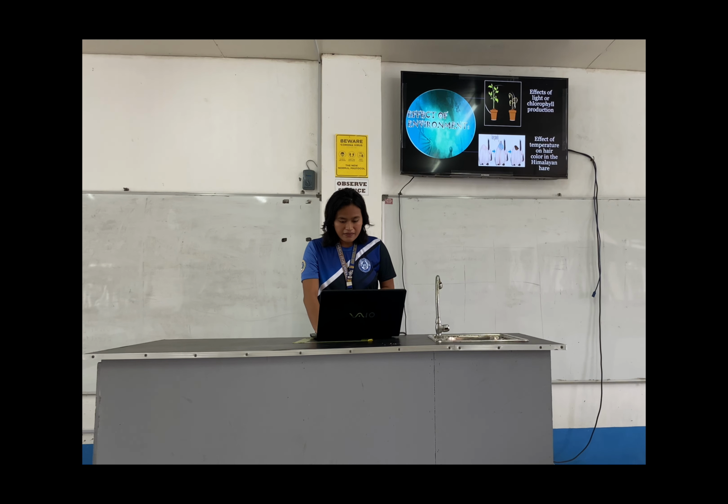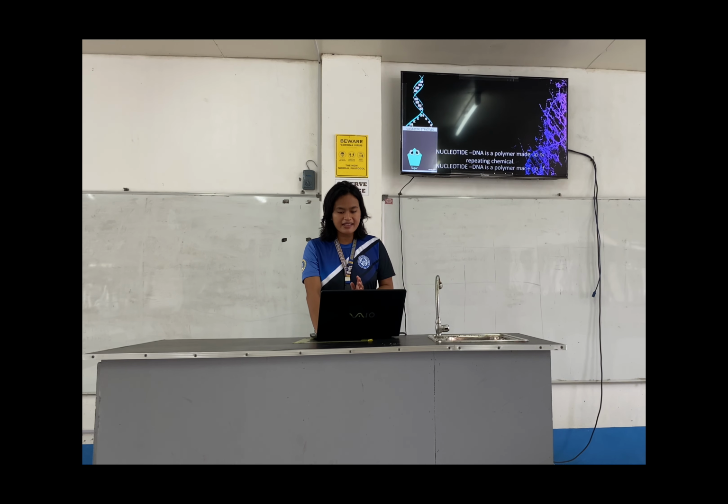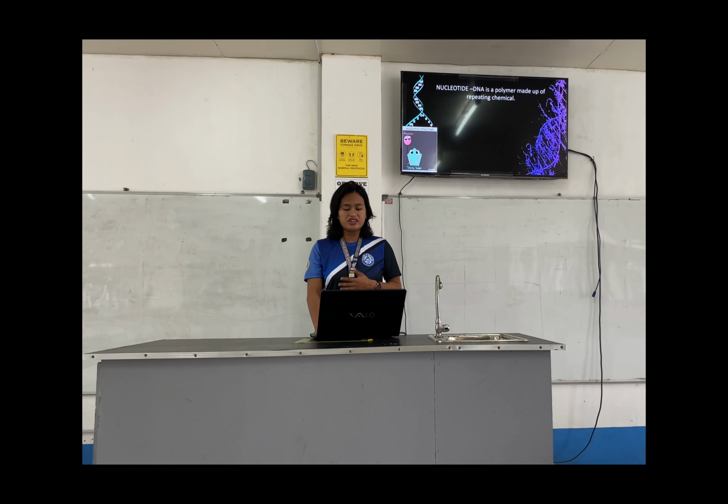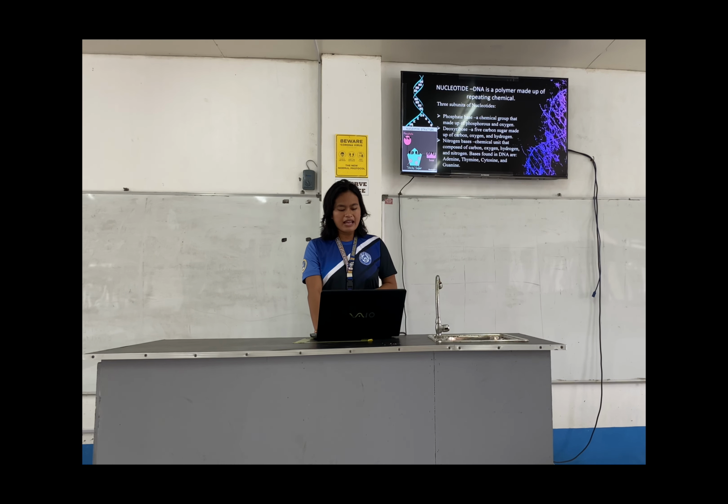The next topic that we are going to tackle is all about gene mutations. Before we talk about gene mutation, let us talk about the important basis of gene mutation, and that is the nucleotide. A nucleotide is a DNA polymer made up of repeating chemical units. There are three subunits of nucleotides: phosphate, deoxyribose, and nitrogen bases.